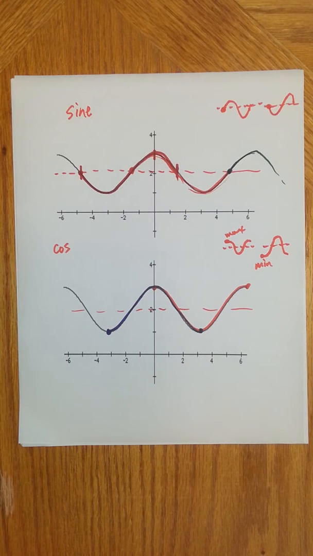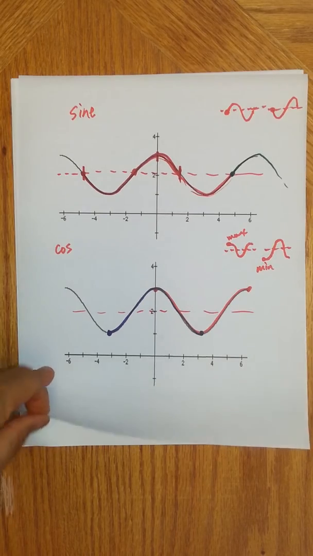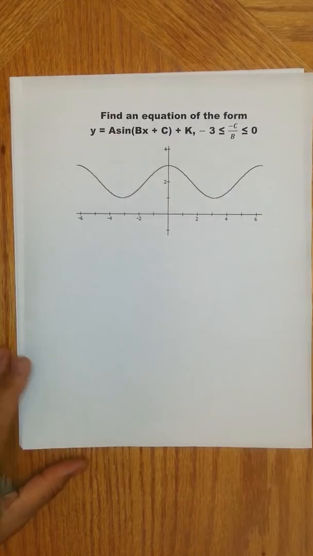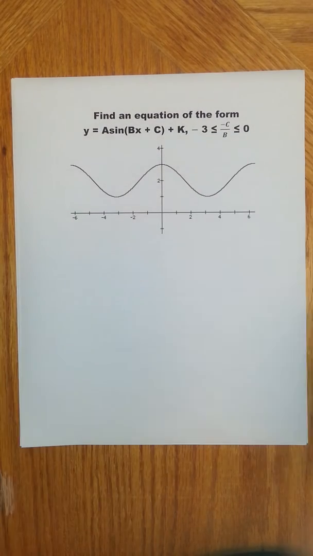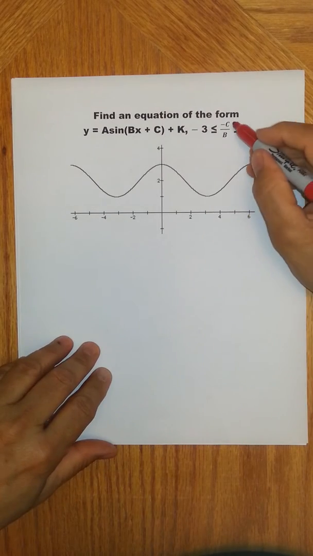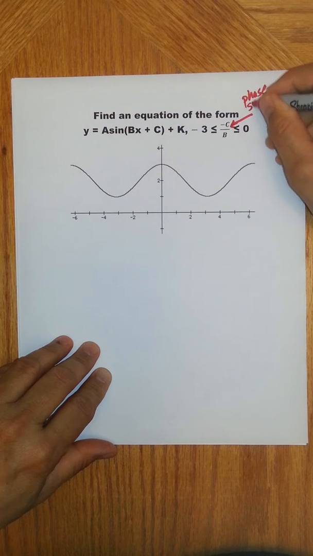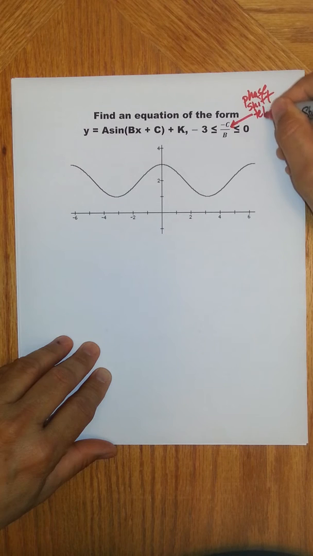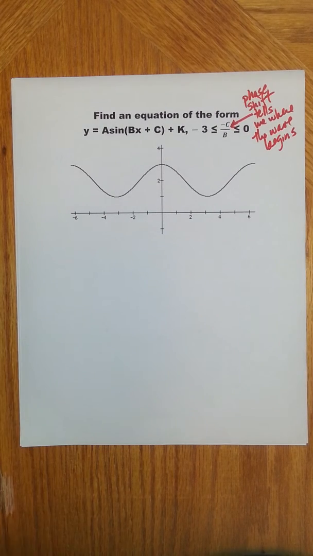The reason I go through this a little bit is that when they ask you the question of finding the equation of the graph, you have to be told where you're supposed to start. Because I could get an infinite number of equations. So this right here is the phase shift. And it tells me where the wave begins.